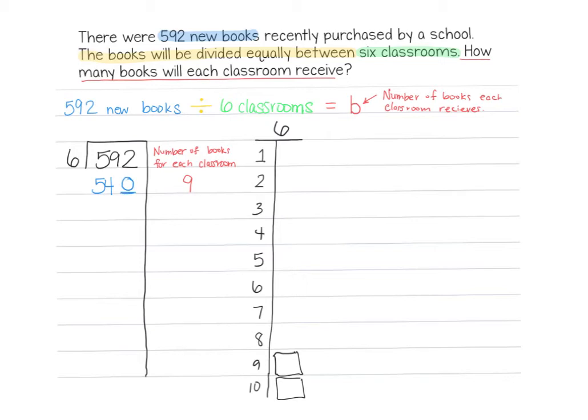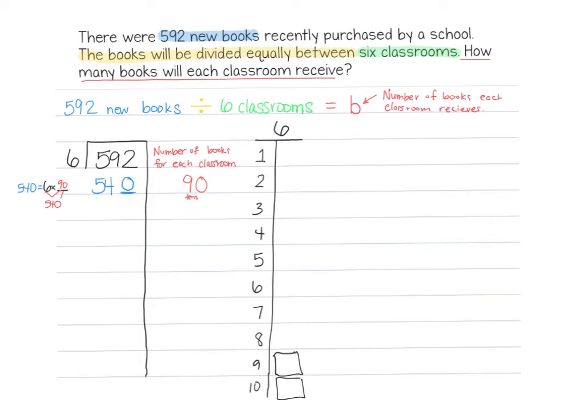540. So 540 is how many groups of 6? Not 9, but 9 tens. So that would be 90. 6 times 9 is 54, and a 0 in the ones place. So we have 540 books that were used when we gave 90 books to each classroom.